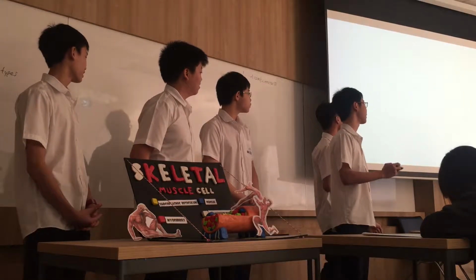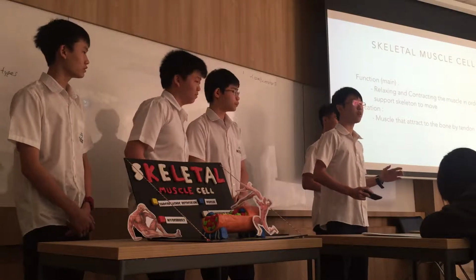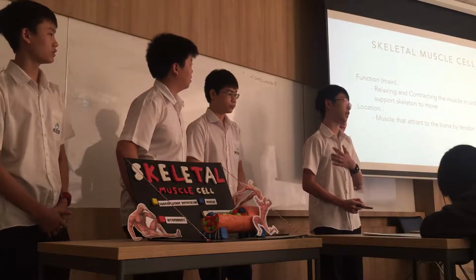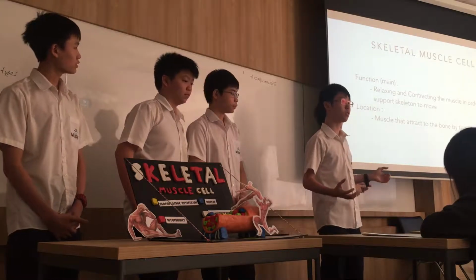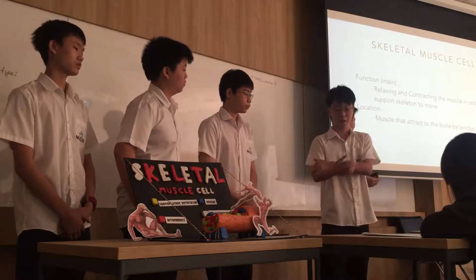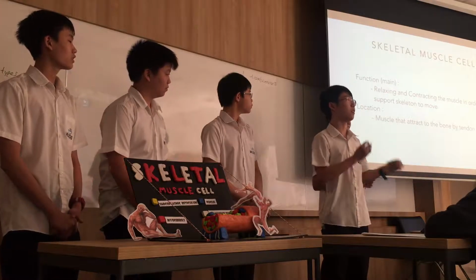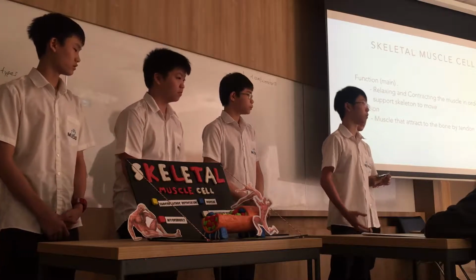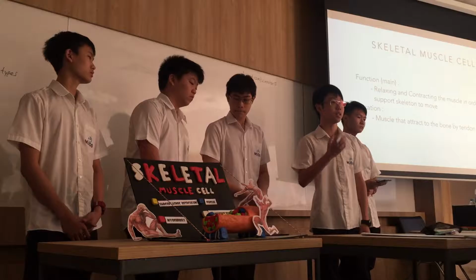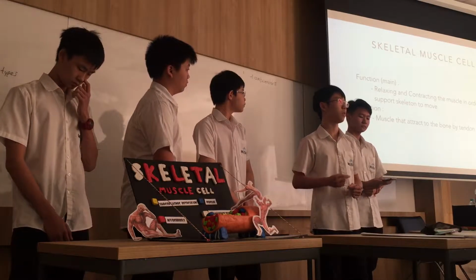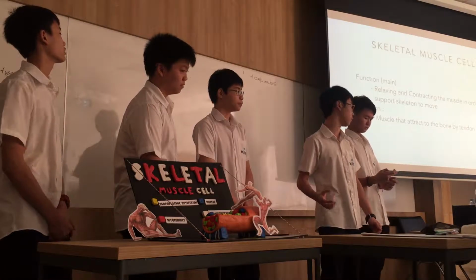The shape of skeletal muscle cell. Skeletal muscle cells are the biggest cells in our body, and their main function is to release and contract the muscle. This helps to support our body to move. It will support our bone to move up and down, to move our teeth and other parts of our body. The location is near the bone because the skeletal muscle cell is connected to the bone by the tendon. Everywhere that there is a bone, there will be a skeletal muscle cell.